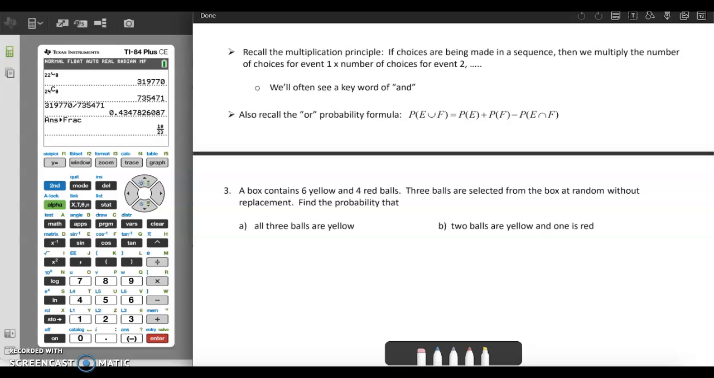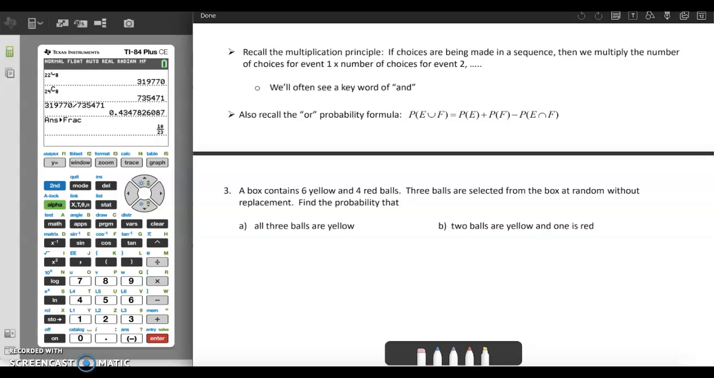And then we also have the OR probability formula that we talked about, which is that the probability of the union of two events is calculated by adding the probability of the two events separately and then subtracting any overlap that might occur. Okay, so let's move on to our next example.